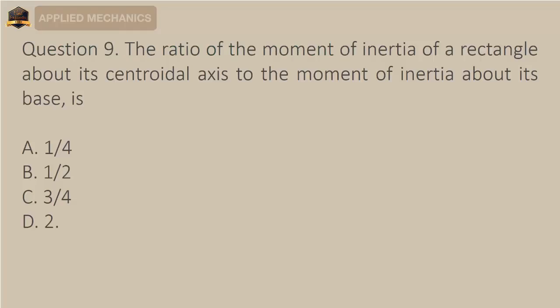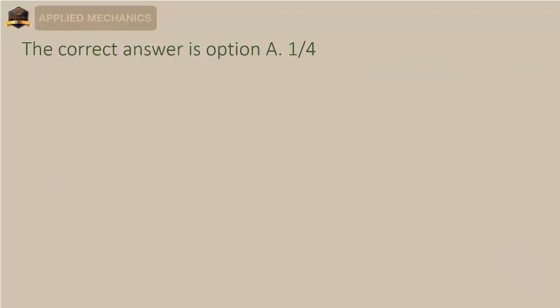Question 9. The ratio of the moment of inertia of a rectangle about its centroidal axis to the moment of inertia about its base, is A. 1/4, B. 1/2, C. 3/4, D. 2. The correct answer is option A, 1/4.